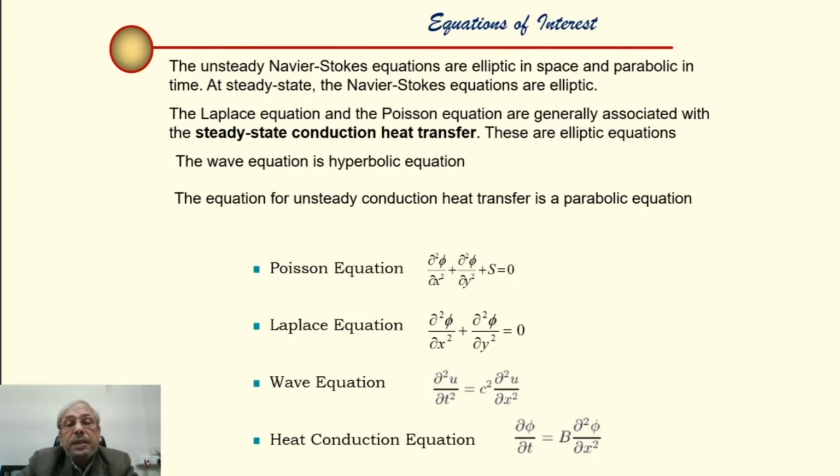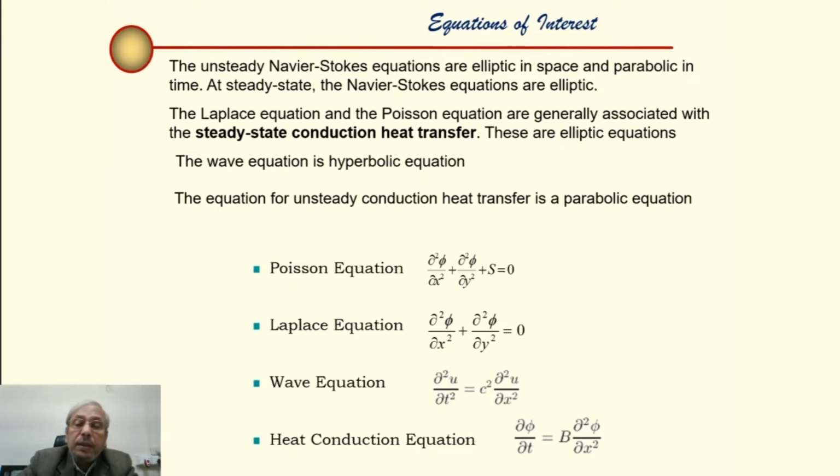The Laplace equation and Poisson equation are generally associated with the steady state conduction heat transfer. These are also elliptic equations. The wave equation is a hyperbolic equation, and the equation for unsteady state conduction heat transfer is a parabolic equation.